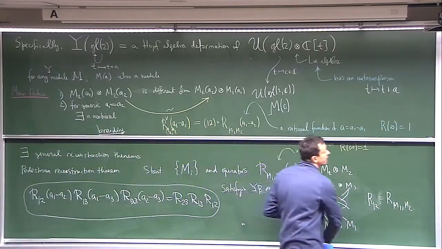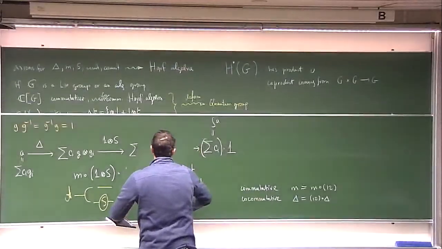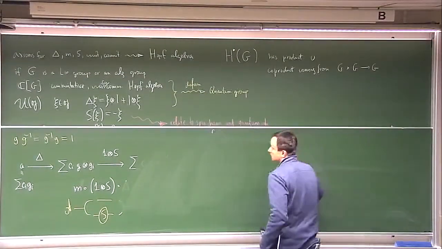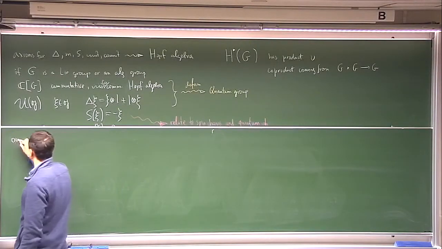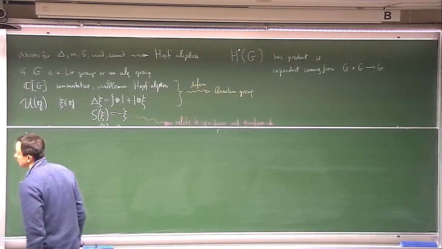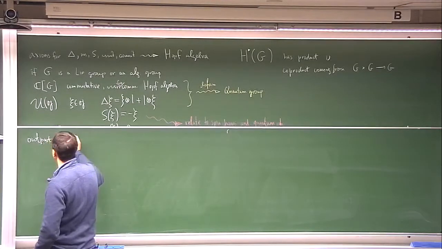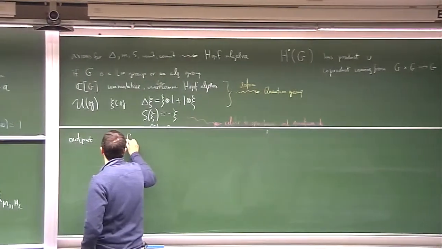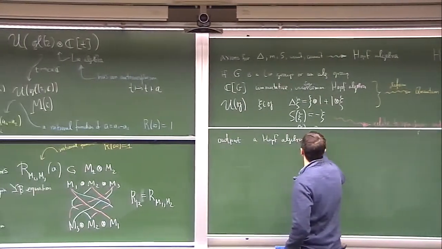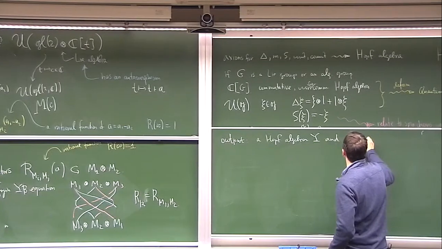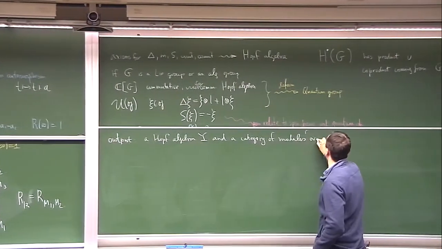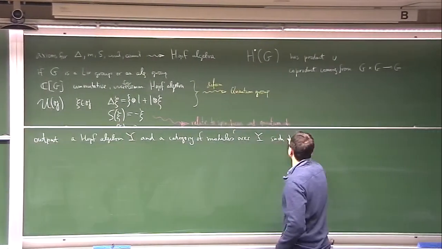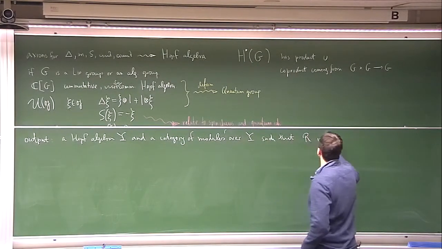So this is the input of this reconstruction theorem, and the output would be, we would like the Hopf algebra Y and the category of modules over Y such that R is the braid.